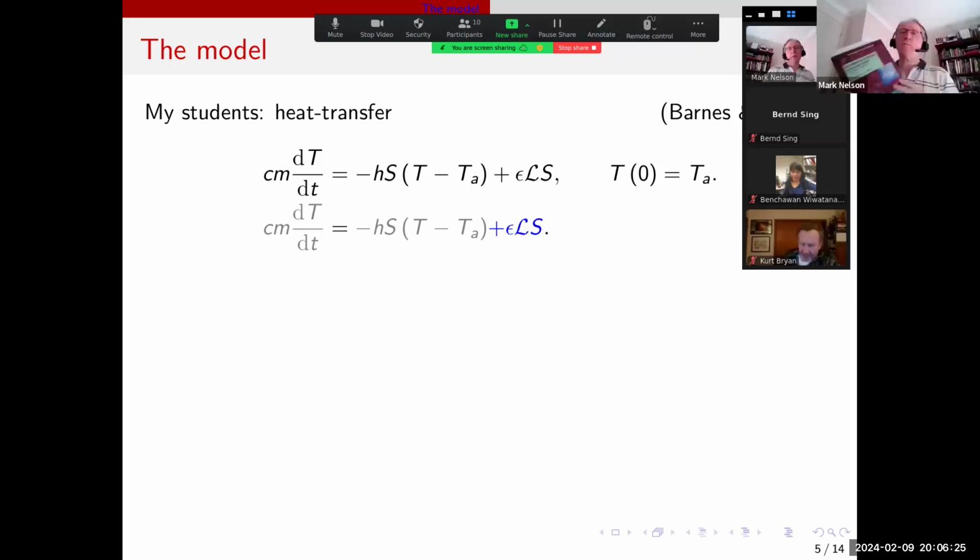If you've used this book, there's a problem in here, which is the water tank problem, which people have talked about at previous meetings. And this model is actually identical to the water tank problem in here.